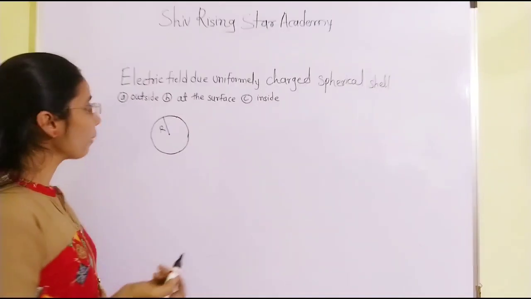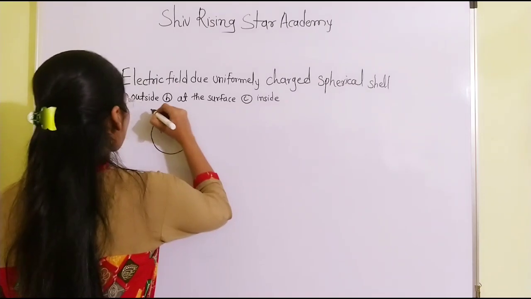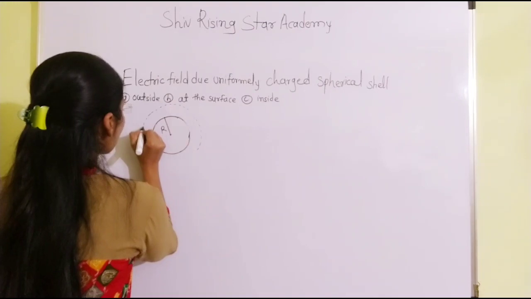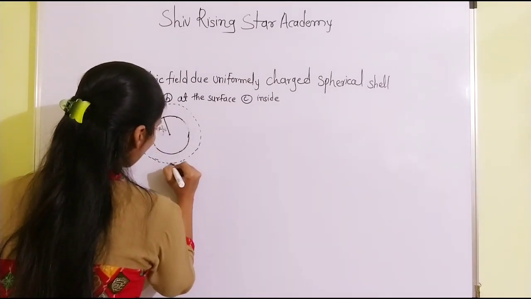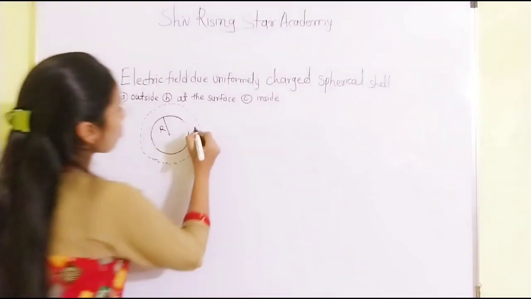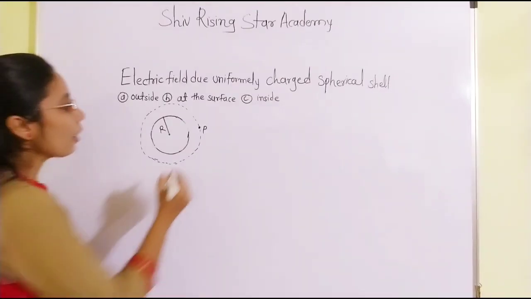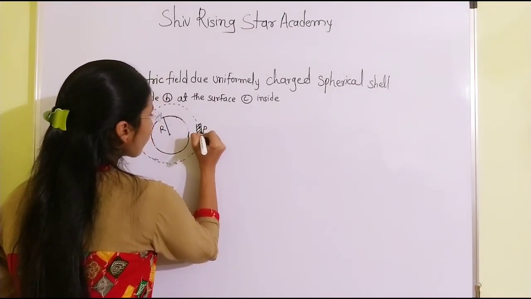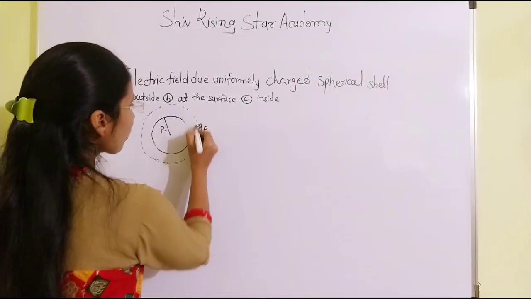So we have to apply the Gauss law here. We will draw a Gaussian surface here. So this is the one Gaussian surface. We consider one point P on this Gaussian surface, and we take a small area of this Gaussian surface. We consider it as dA and we have to find the flux of this small area.